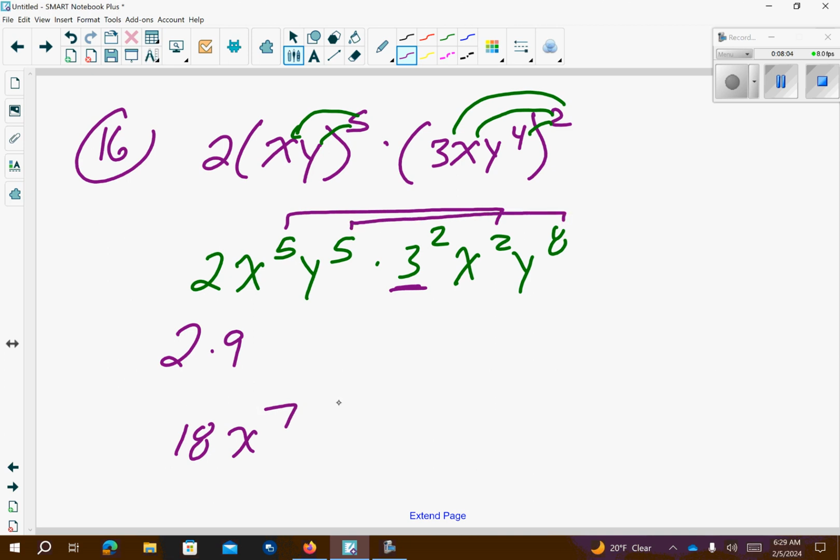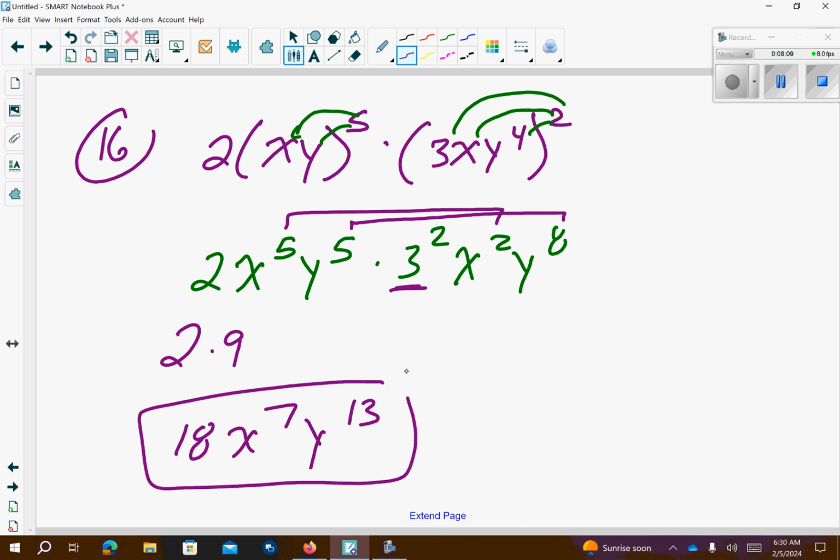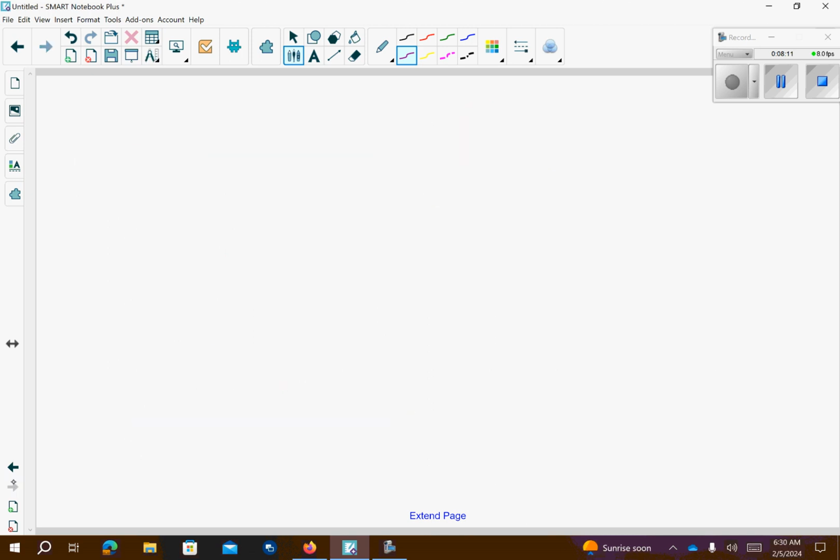Y to the 5th and y to the 8th is going to give me y to the 13th. There's my answer. If you have any questions, individual questions about these, please ask me.